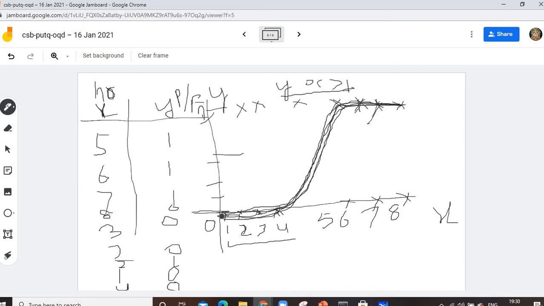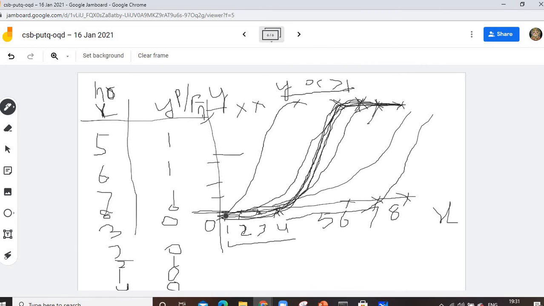It will try to create different sigmoid functions, like this, like this, like this, and try to give the best sigmoid function out of all of them. Best means the sigmoid that carries the maximum number of data points; that will be the best fit sigmoid function. In this way, the sigmoid function comes into the picture.